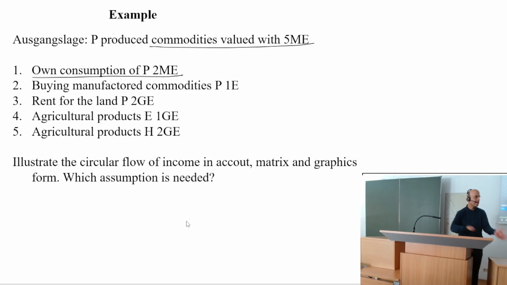Then we say they go to the city and they have to buy some things. So we are assuming that the agricultural sector is buying commodities for 1 unit. Then they do not own the land, so they have to pay the rent for the land. This should be 2, oops, ME, not GE.